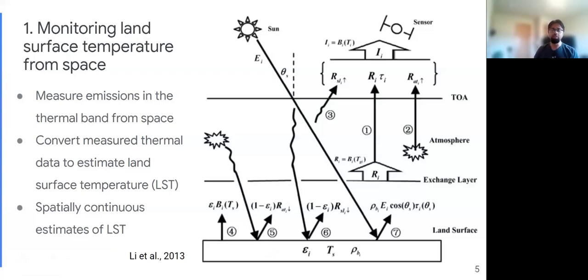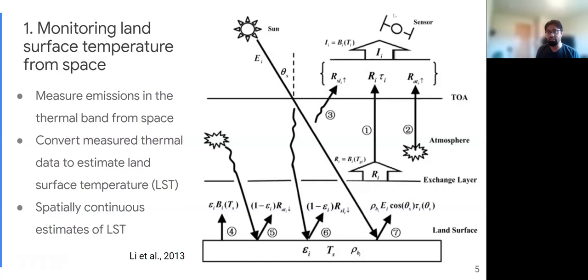So satellites can give us something called land surface temperature by measuring the thermal radiation coming out of the Earth's surface. Satellites basically measure emissions in the thermal band from space, and then they can convert these emissions into land surface temperature. The advantage here is that because satellites are pretty much continuously monitoring the Earth's surface, you can get spatially continuous estimates of this land surface temperature, which is particularly important for urban areas where we don't have a lot of measurements.